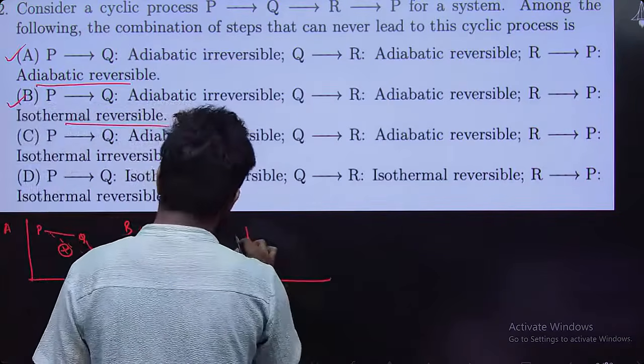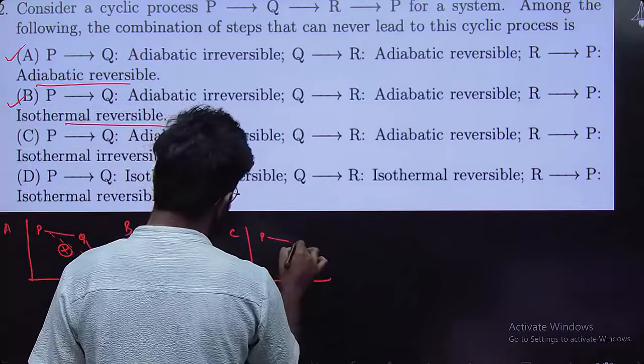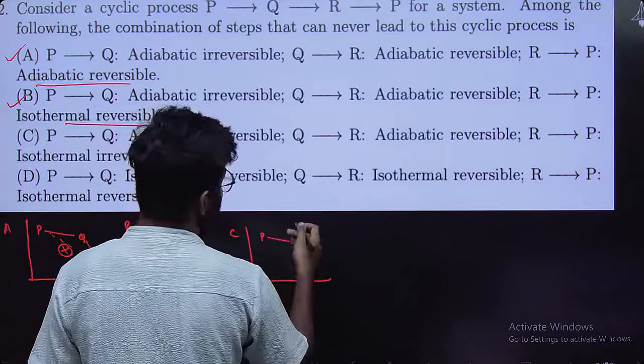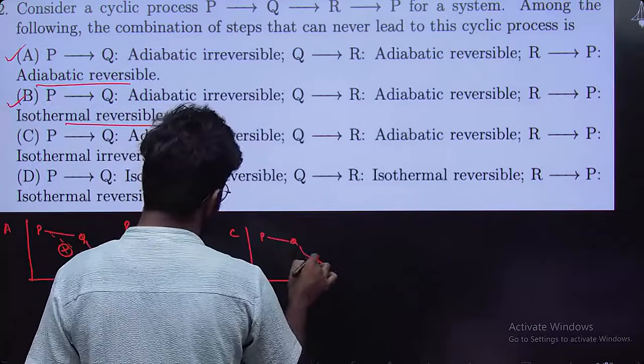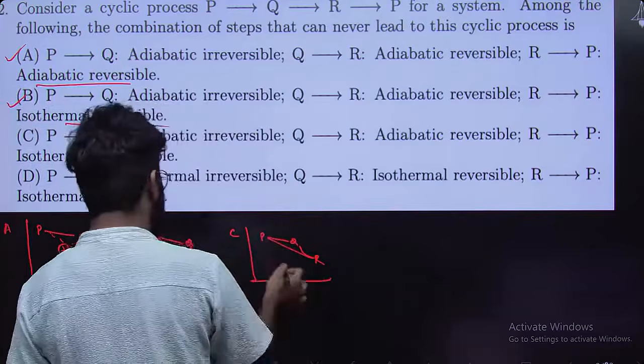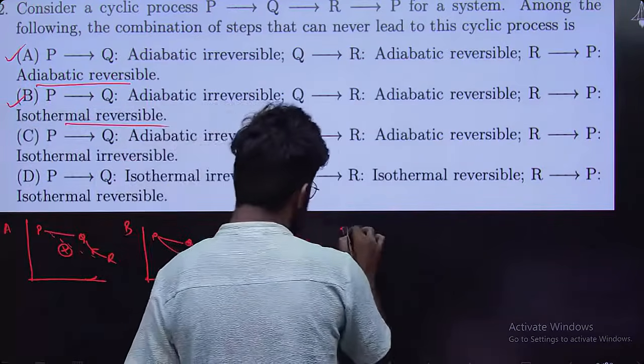Similar to that, we have the C, where P to Q is again adiabatic irreversible, similarly. And then you have adiabatic reversible. And then you have isothermal irreversible. That is a straight line, although, but it can connect because of the different slope, right? So now, the last one.